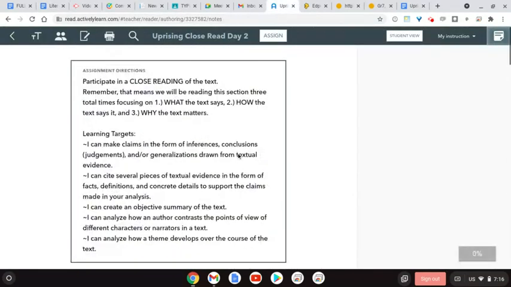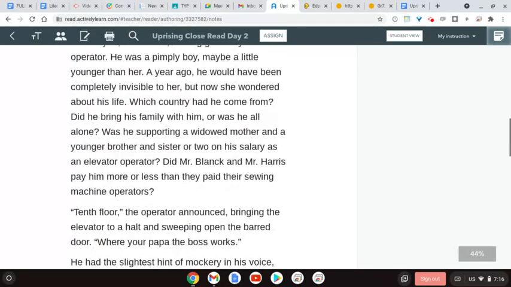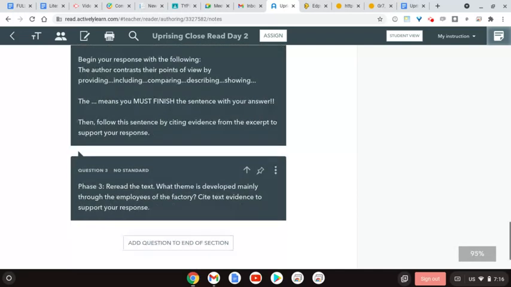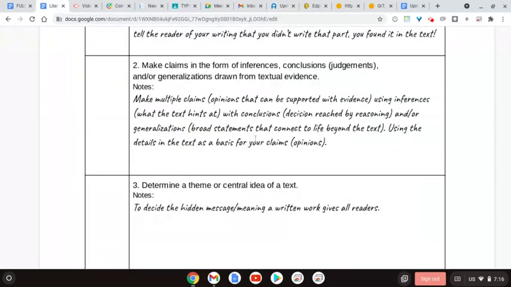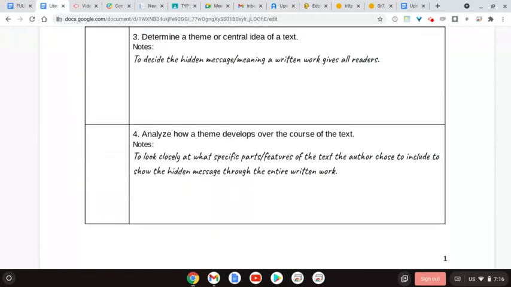So in phase 3, once we reread it the final time, we're going to read it for why the text matters. As you reread the text the final time, you're going to be reading to answer the following question. What themes develop mainly through the employees of the factory? Cite text evidence to support your response. So within this phase, you're going to be looking at learning target number 4, to analyze how a theme develops over the course of the text. Remember, that means to look closely at the specific parts or features the author uses to show that hidden message that's present throughout the entire work.